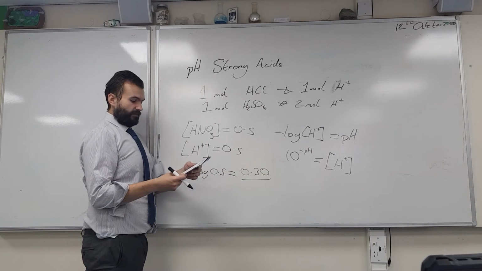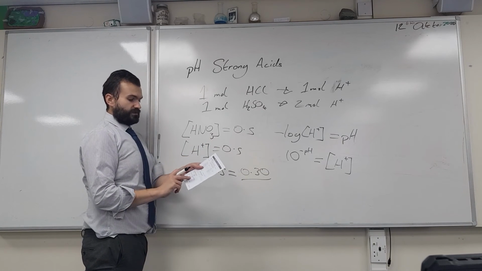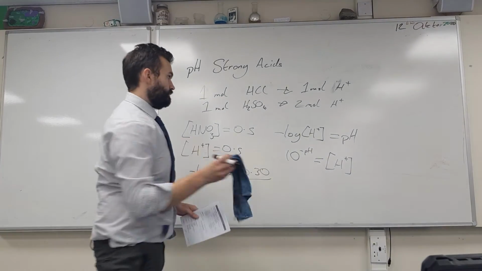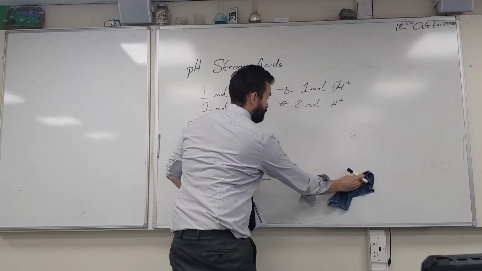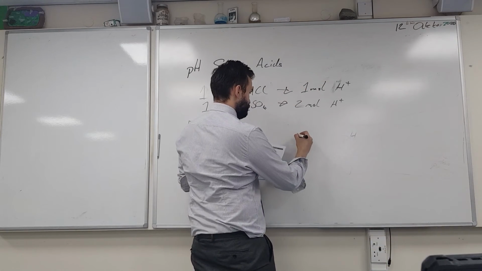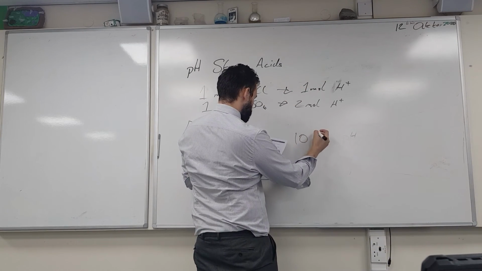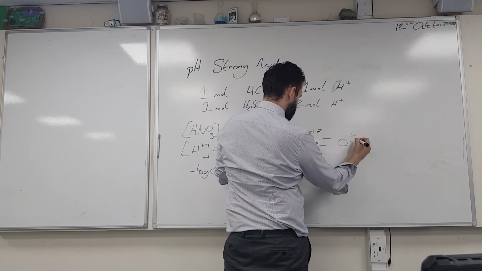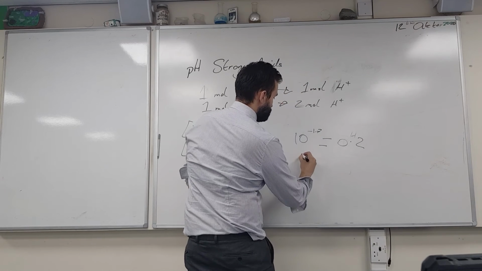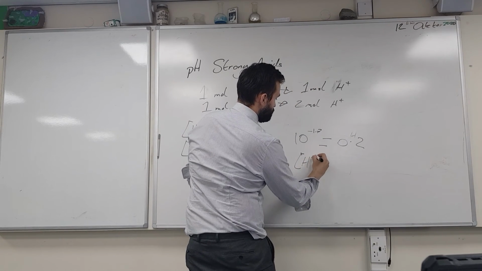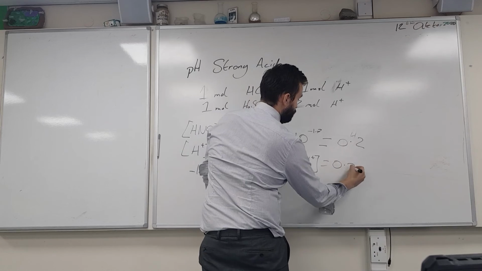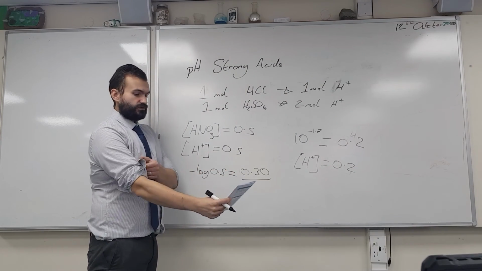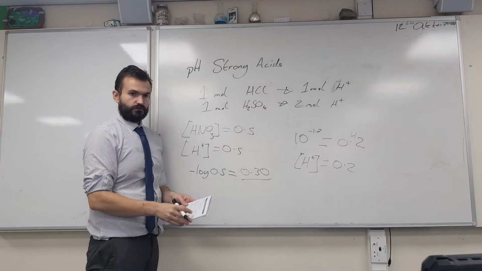And if we wanted to work backwards, in the other example we've got HCl with a pH of 1.7. All we have to do is 10 to the power of minus 1.7, and that gives us 0.2. So the concentration of H+ for HCl is 0.2, and because it's monoprotic, the concentration of HCl will be 0.2.